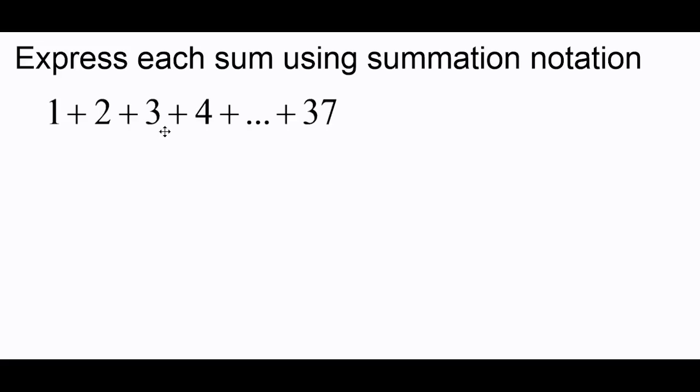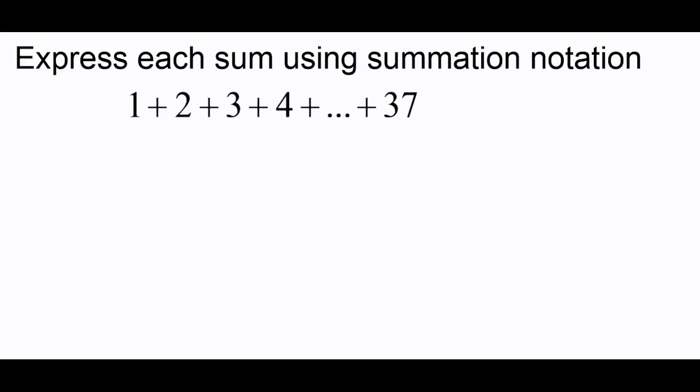Now, let's try this one. So let's express the sum using sigma notation. If I look at this particular function, let's see what am I counting by. I see that from here to here, this is a +1. If I look from here to here, this is also a +1. And notice, this isn't very exciting. It's just adding 1 every single time. And I'm just going all the way until I get to 37.